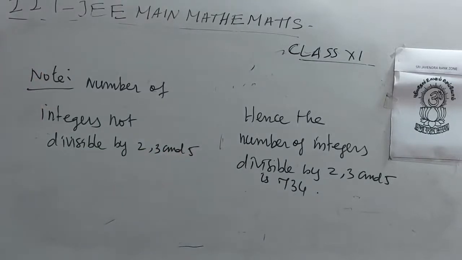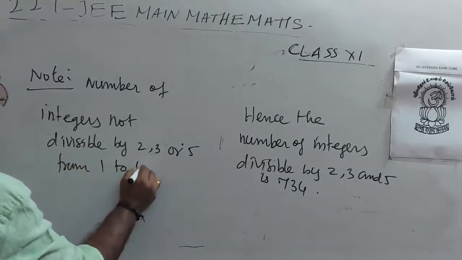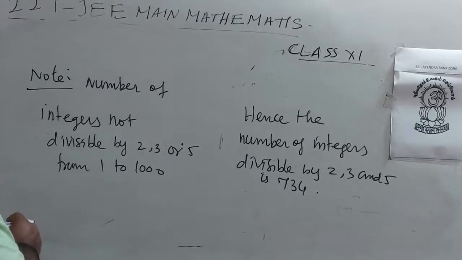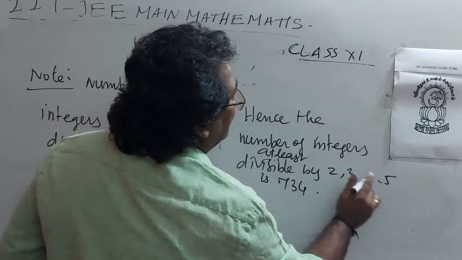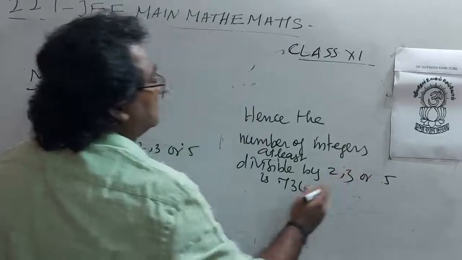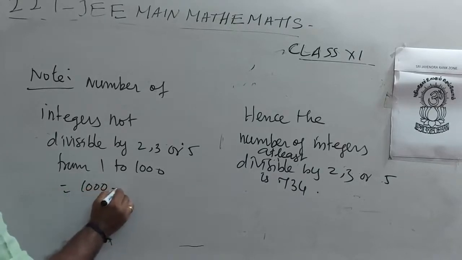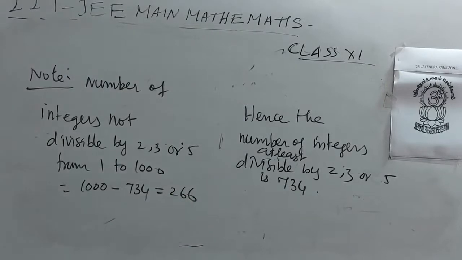The number of integers which are not divisible by 2, 3 or 5 from 1 to 1000 equals 1000 minus 734, that is equal to 266.